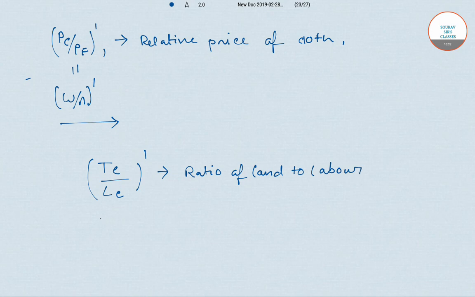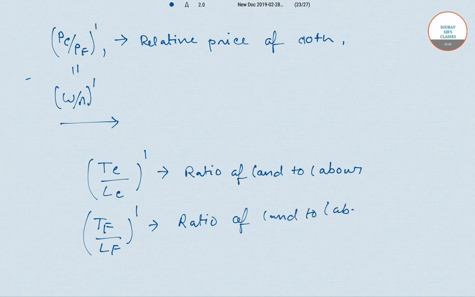And it is TF by LF, in case of ratio of land to labor. This is in case of cloth production and this is in case of food production.